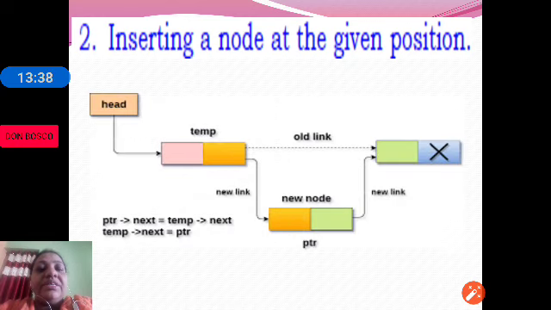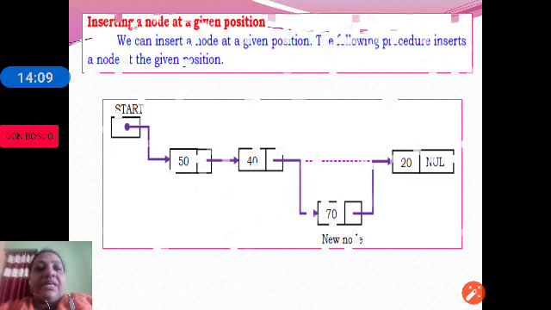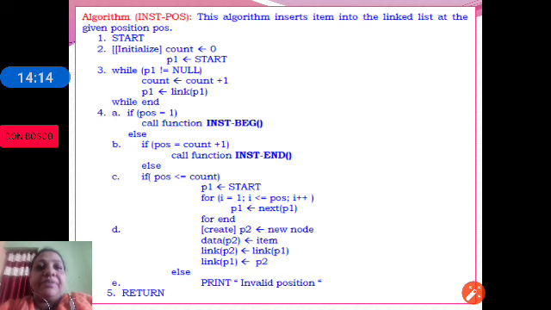So now let us see how we can attach a node at a specified or given position. So already we have 50, 40 and 20. Now we want to insert 70. We want to insert 70 after 40 and before 20, at position, say, 1, 2, 3. Third position we want to store. Let us see the procedure for inserting a node at the specified position.